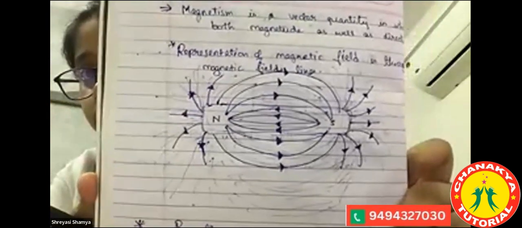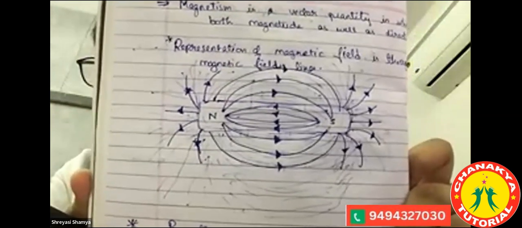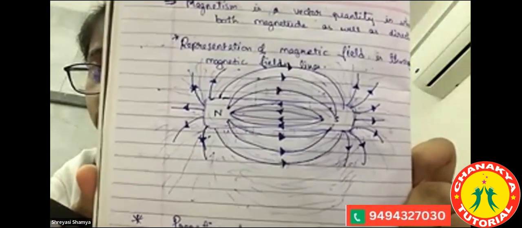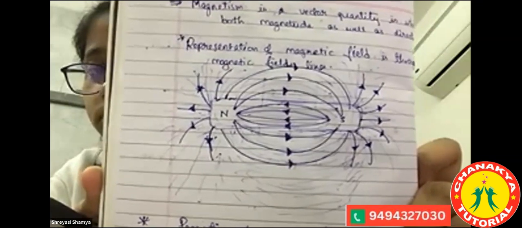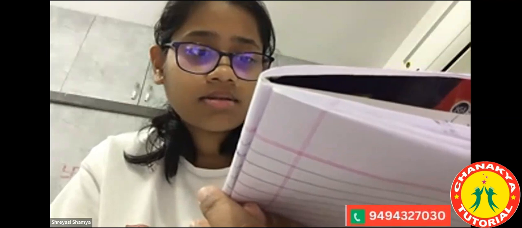North, south. No, beta, it's wrong. See, at the south pole, you have made the magnetic field lines moving out of the magnet. Rather, they should be moving inside of the magnet. Check it out. You have made it wrong near the south pole. If you see near the south pole, the direction should be opposite of what you have made.